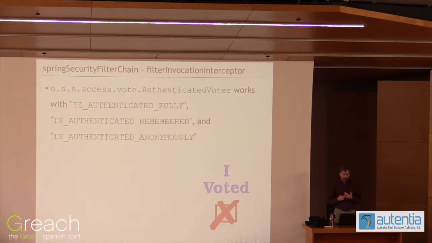So for example, the authenticated voter looks at those strange tokens, like IS_AUTHENTICATED_FULLY. I never remember these. It's part of why I created this slide, so that I could copy and paste those from here. Because I always want to switch it. I want to say it's fully authenticated.